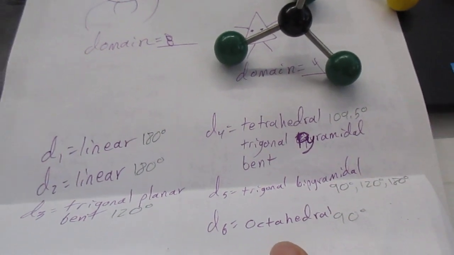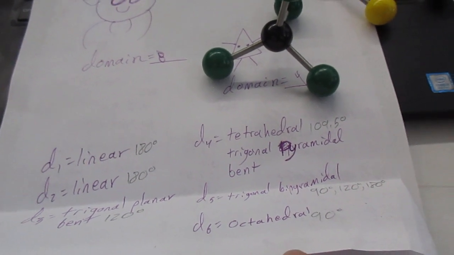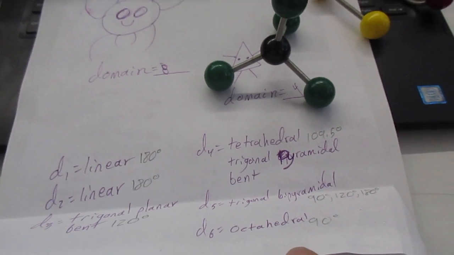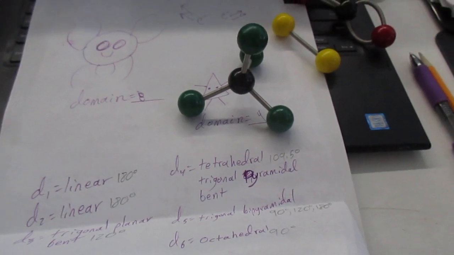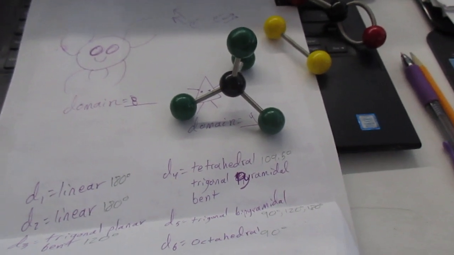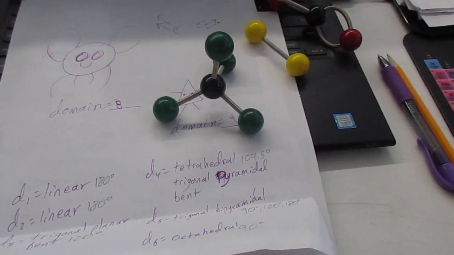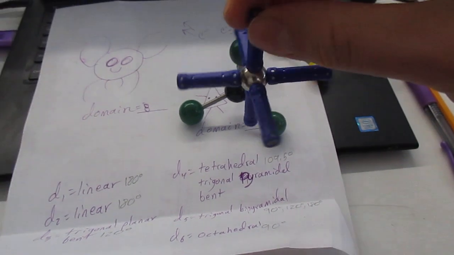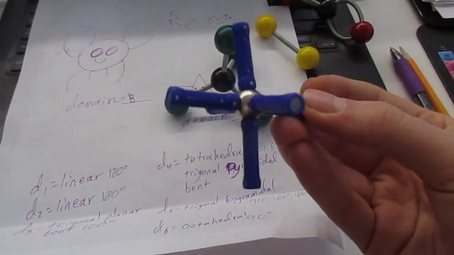And domain 6 is octahedral. And again, the magnets don't like each other, so even the magnets are trying to separate. There's a bunch of 90s. Everything is 90 degrees on this.